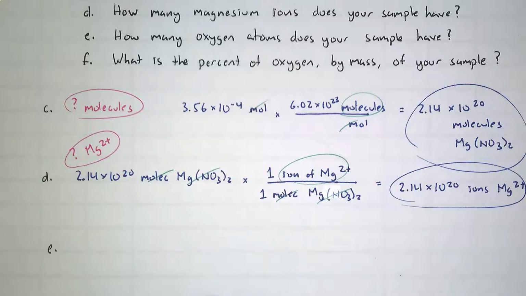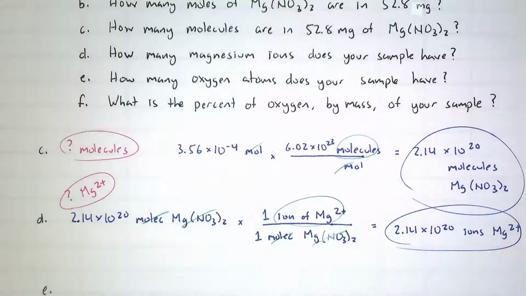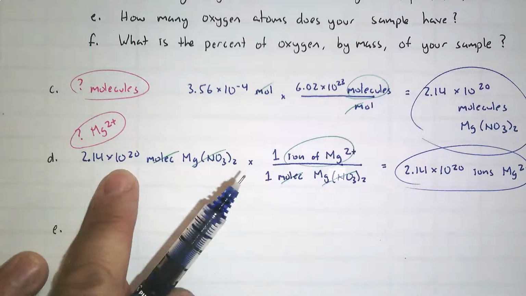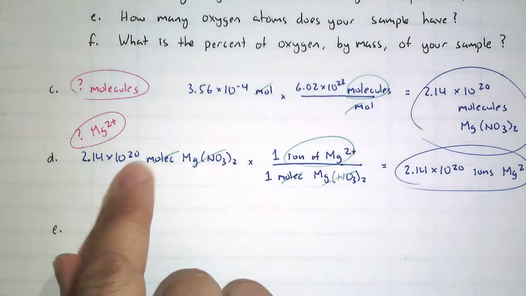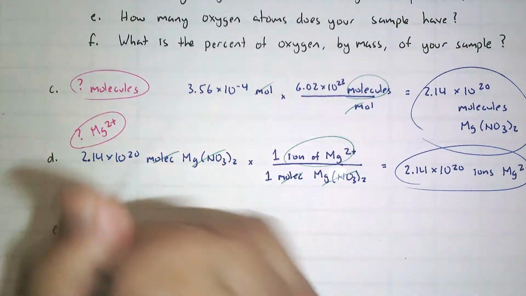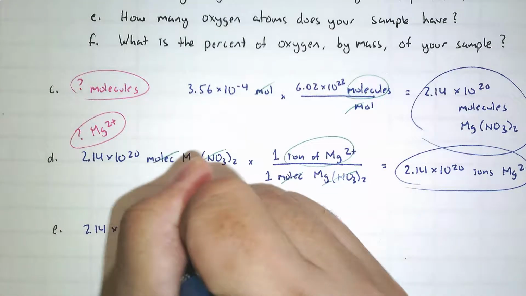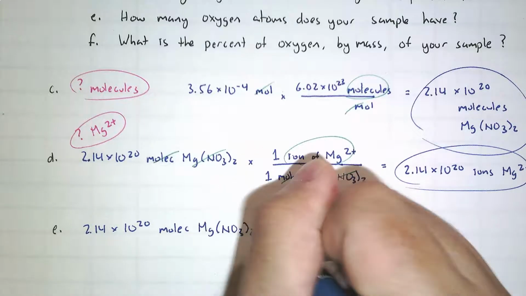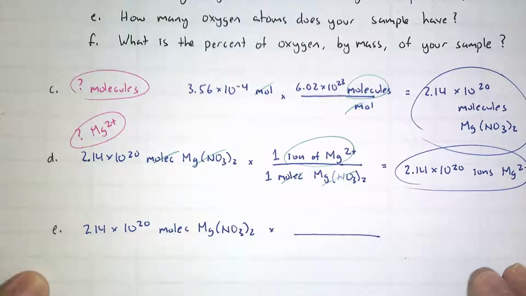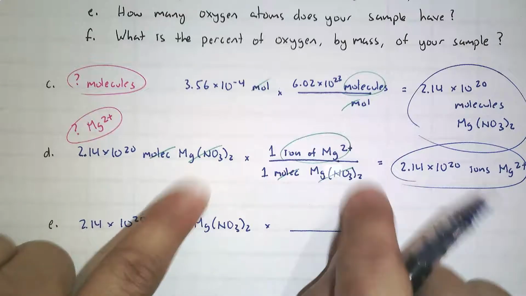Now we're up to E. How many oxygen atoms does your sample have? We're going to still use a molecule. I'm still going to use molecules of MgNO3 times. Again, when you are changing substances, I highly, highly recommend to my students you put down the substance and literally cancel that out.